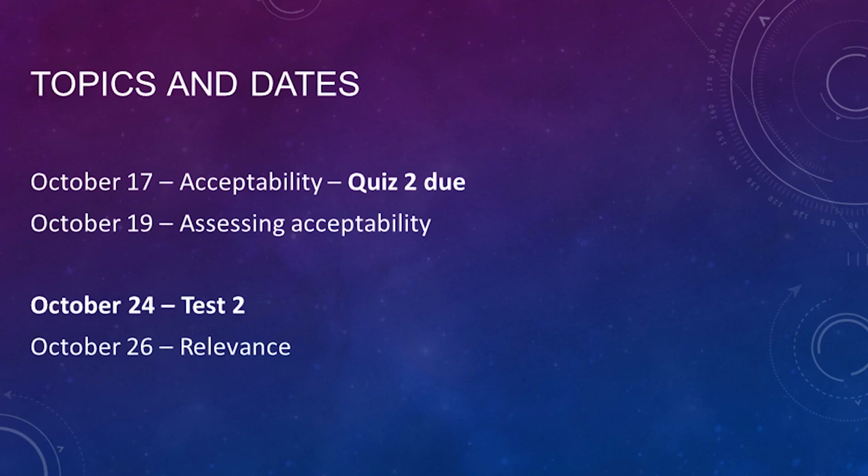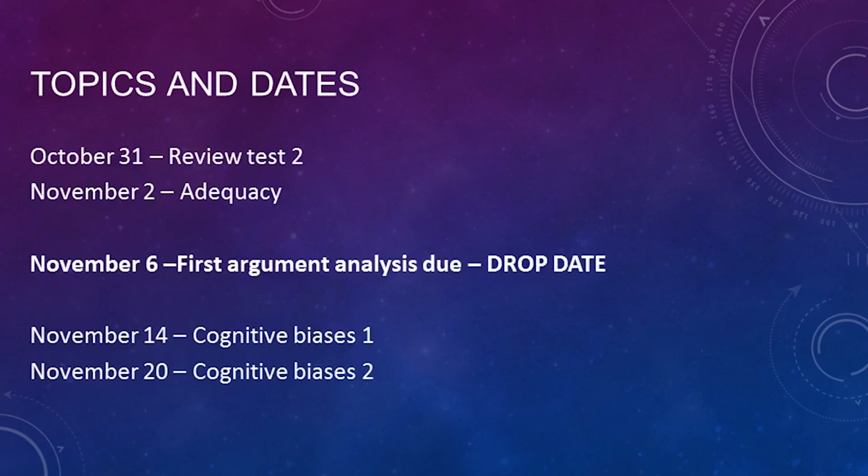Halfway through that process, quiz 2 will be due, and test 2 will happen. All right. We'll finish off with adequacy. November 6th, the first argument analysis is due. November 6th is also the drop date. So I believe that's also the date to credit, no credit. Is that right? I'm not sure.